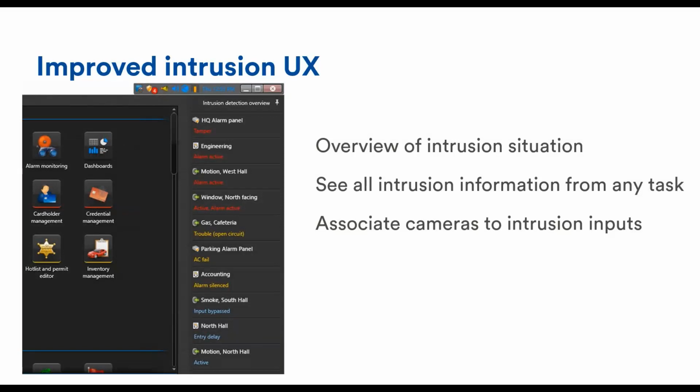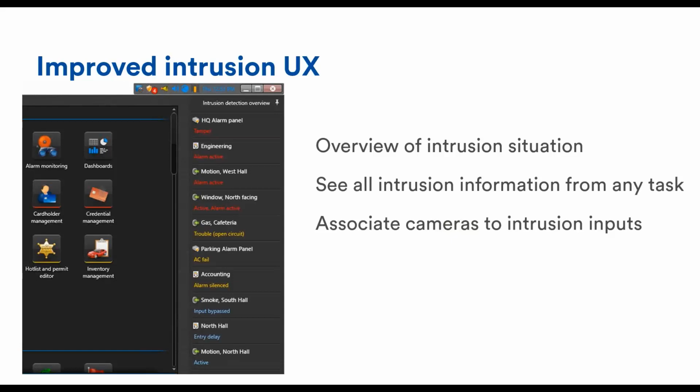The other improvement in Security Center 5.9 with regards to a unified module is for the intrusion management module. We've introduced a new intrusion detection overview panel that can be pinned to your interface no matter which task you are using. This panel shows alerts from your intrusion system and shows all entities that are falling into a non-normal state. This could be an alarm, but also power failures, bypass, or units reporting trouble.